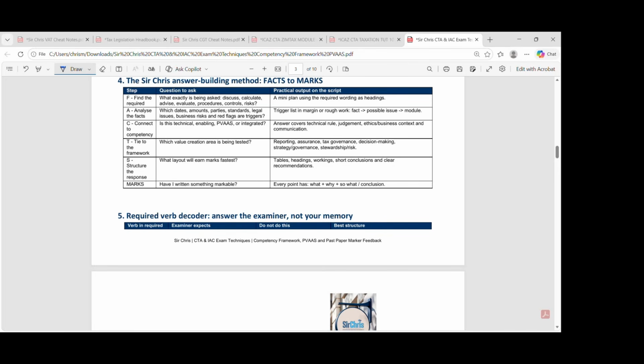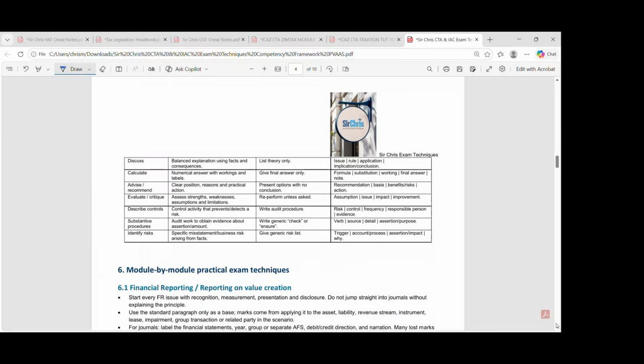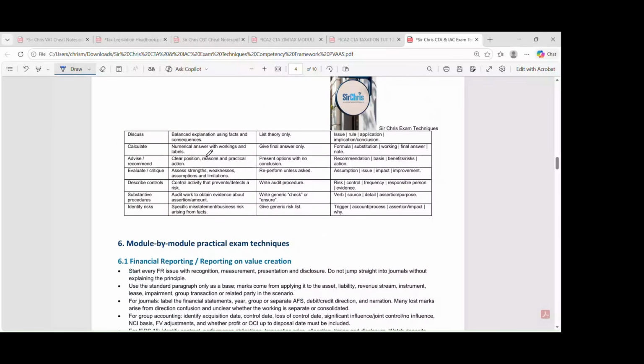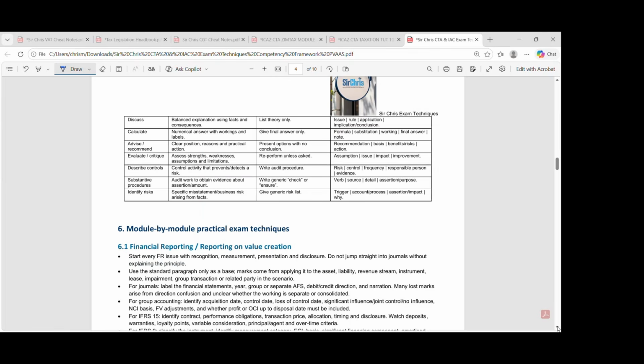Then structure: which layout will earn marks fastest? Tables, headings, workings, short conclusions, clear recommendations. Then here I was dealing with the different verbs: if it's a discuss, a calculate, an advise, an evaluate, a describe, a substantive. This one I'm going to share to everyone, please.